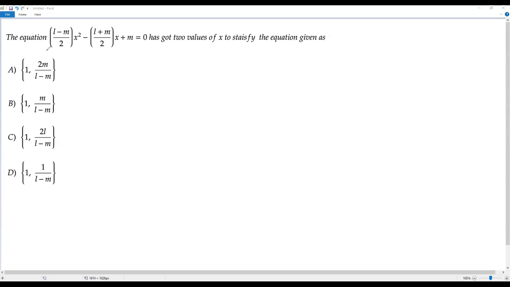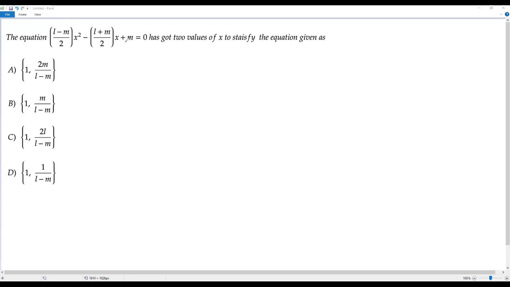Okay, here we have a quadratic equation, and usually we have two solutions for a quadratic equation. There are two values of x, and in the given answer choices we have those two values of x, and we have to find the one which contains the two values of x for this quadratic equation. I think we can try to solve this quadratic equation by factoring.